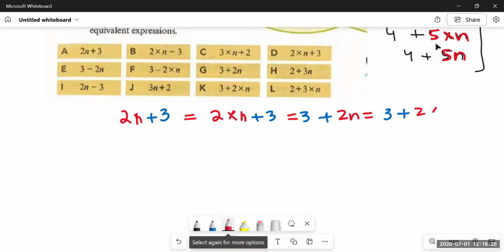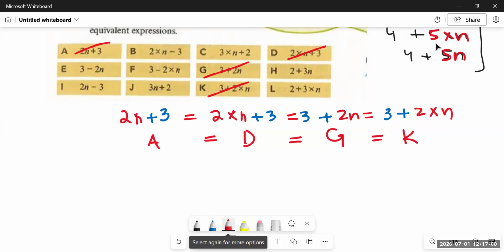Okay. Let us find out where we have 2n plus 3. It's A. Is there any 2 multiplied by n plus 3? It's D. Then 3 plus 2n, it's G. Then 3 plus 2 multiplied by n, it's K. So it means these are equivalent expressions: A, D, G, K.